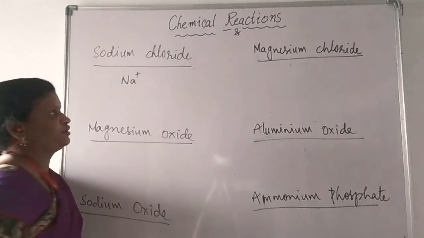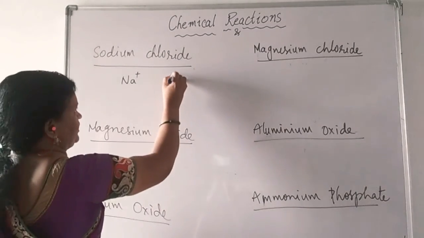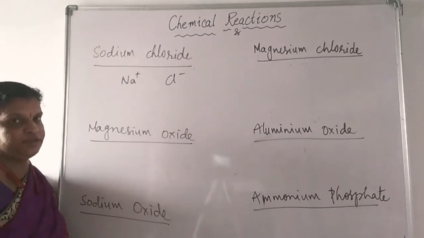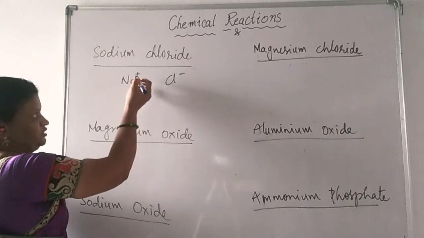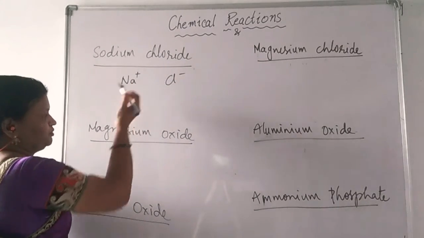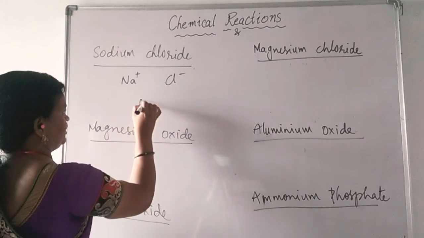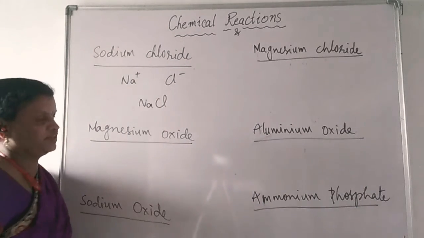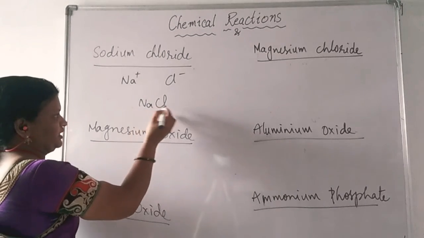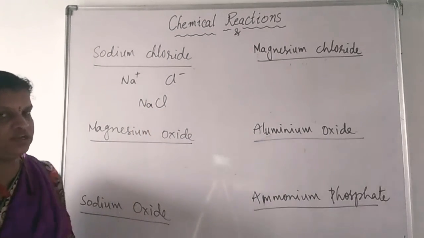Na plus, also written as Na plus 1, chloride -1 or just simply minus. Now crisscross. This number should be written here, this number should be written here, as it is only 1 and both are same. That's why no need to write any number, just simply write NaCl. If you want to write any number, write it as a subscript. But we are not writing anything here.